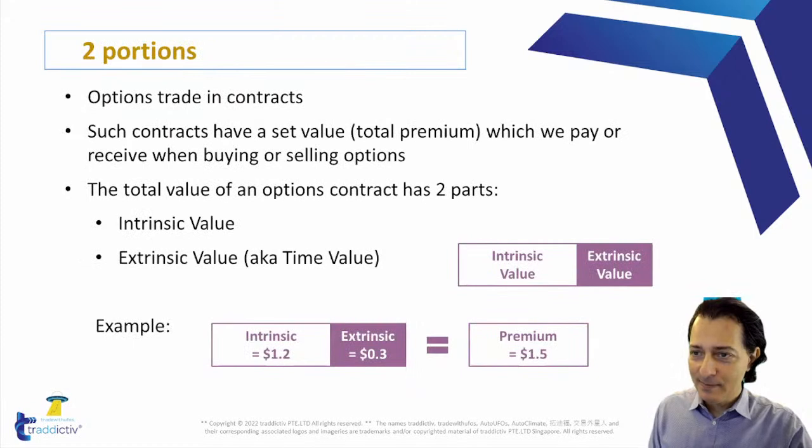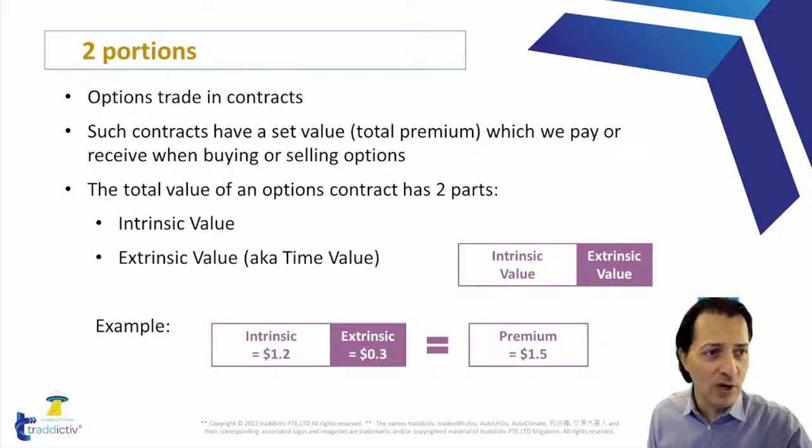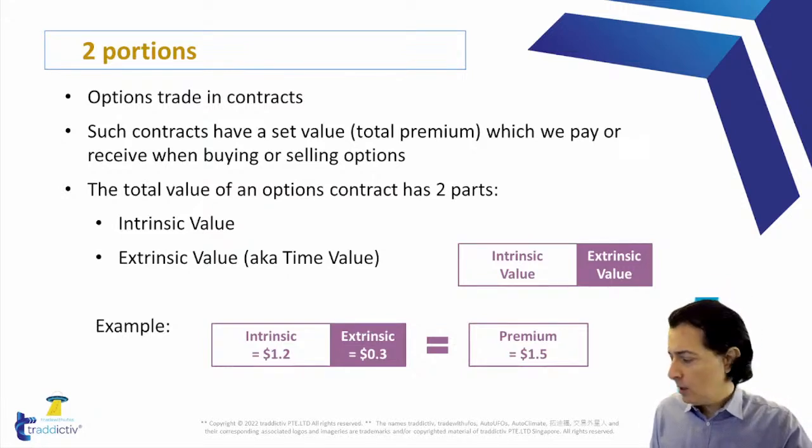So every options contract has two portions. Let's say we have an example here, which is an options contract worth $1.5. If you recall from when we defined what an options contract is, the price of an option is normally not called the price, it is called the premium. So you buy an option, you pay premium; you sell an option, you receive premium.